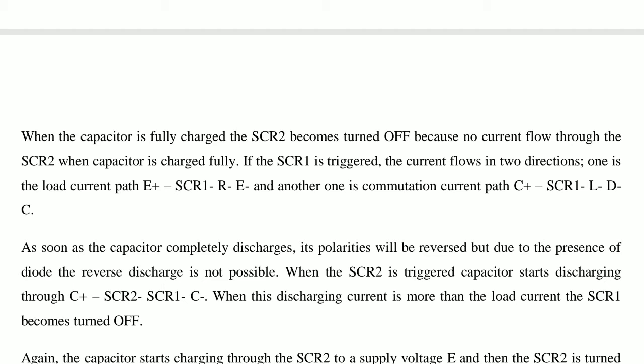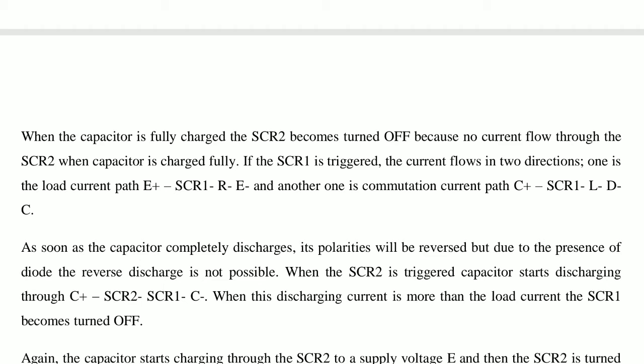If SCR1 is triggered, the current flows in two directions. One is the load current path, that is from the DC supply to SCR1 and to the load resistance, and another one is the commutation path, that is from capacitor C, SCR1, inductor L and diode D, and again to capacitor C. So as soon as the capacitor is completely discharged, its polarity will reverse.